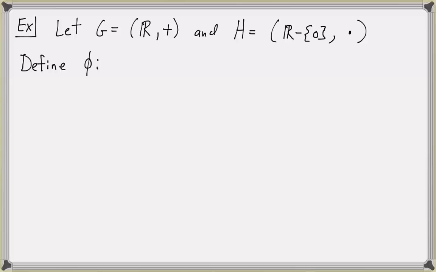Define phi from G to H by phi of A equals 2 to the power A. So we take any real number A and raise 2 to the power A. And this is a homomorphism. Let's verify that.